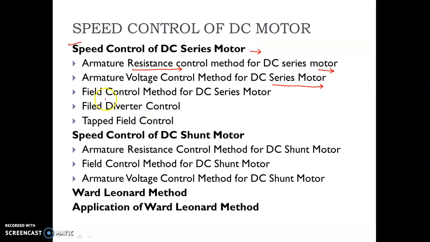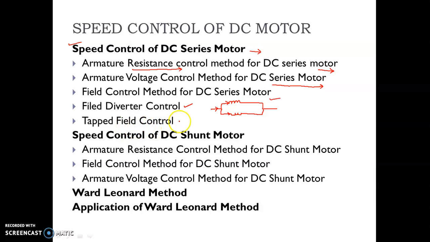Another method we will go through is the field control method for DC series motor. With the help of the field also we can control the speed of a DC motor. Then there is the field diverter method. The current is coming like this, but we divert some of the current from this path. So this is called field diverter control, that we will see in a subsequent lecture.